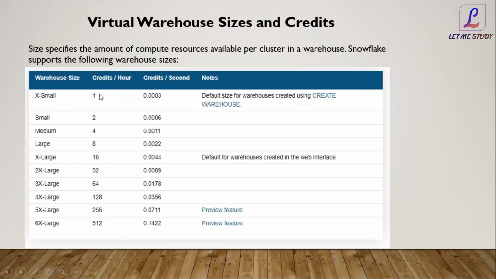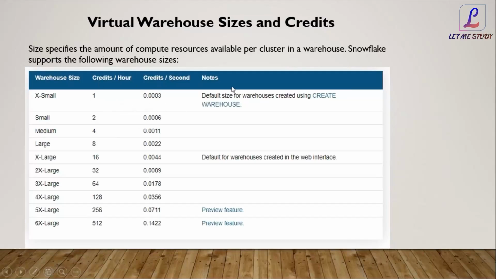So X-Small will consume one credit per hour. If you run a warehouse of X-Small size for one hour continuously, you will be charged one credit. And this one credit will correspond to, I guess, two or three dollars. That we will see.